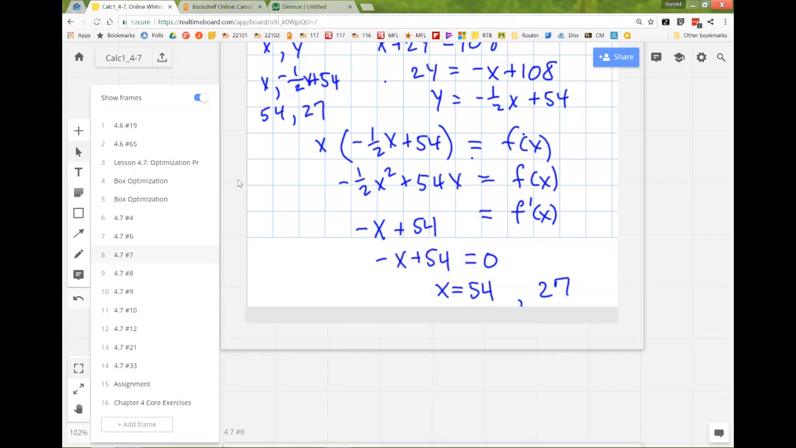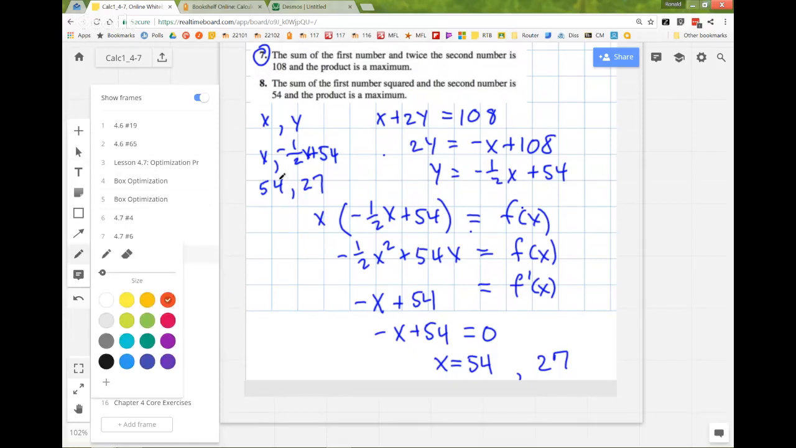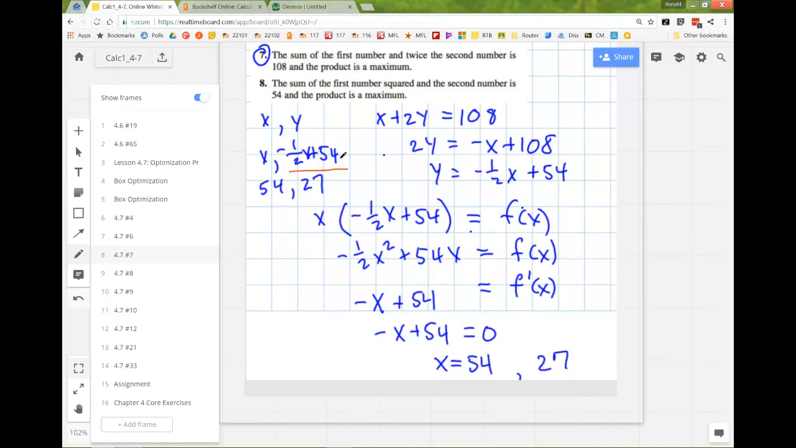So where did I get the 27 from? Well, you take the 54 and you plug it in to the second number. -1/2 times 54 is -27, and -27 plus 54 is +27. So what are the two numbers? 54 and 27.